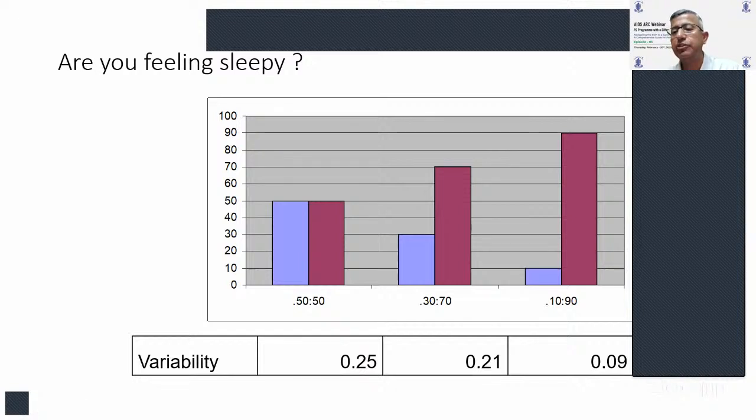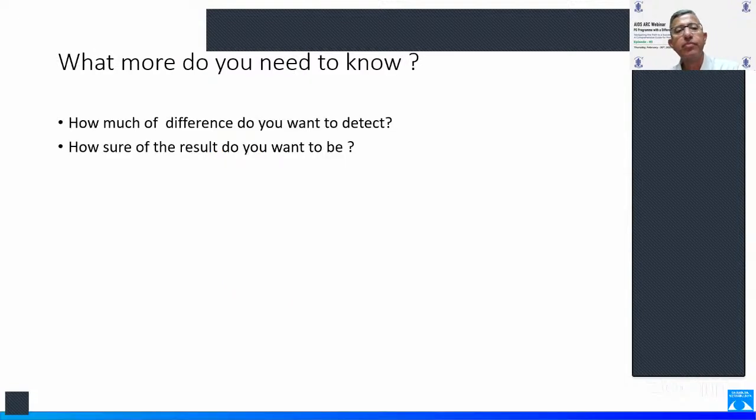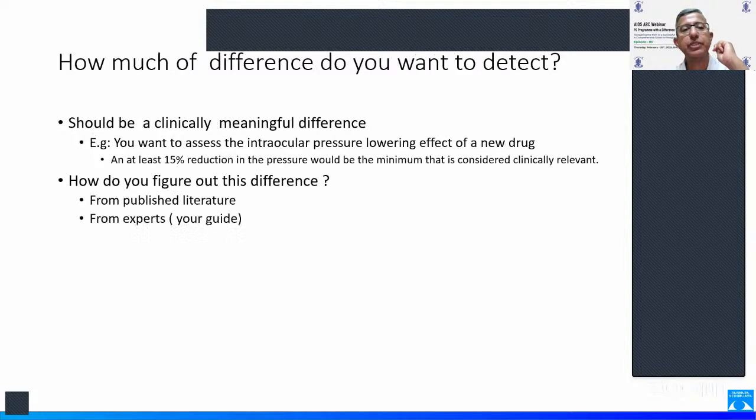And it's very easy to do. And you're all familiar with the concept of a standard deviation. And now with the proportion, all you need to look at is the product of P and Q. What more do you need to do? The next thing that you need to figure out is how much of a difference you want to detect. And the third thing is how sure of the result do you want to be. So these are the other two things that most of you will need to identify as students.